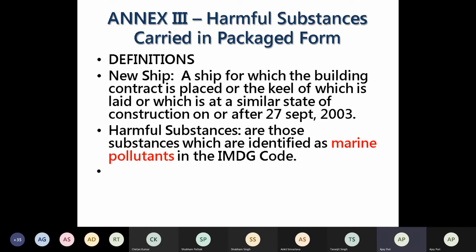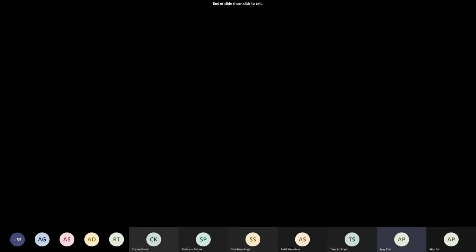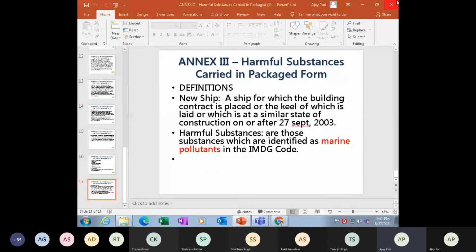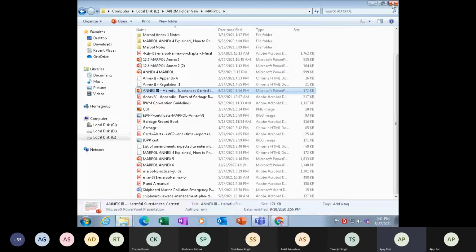So harmful substances जो हैं, they'll be identified as marine pollutant in IMDG code. So that is the end of your PPT. So आपके कोई questions? Any questions you have?